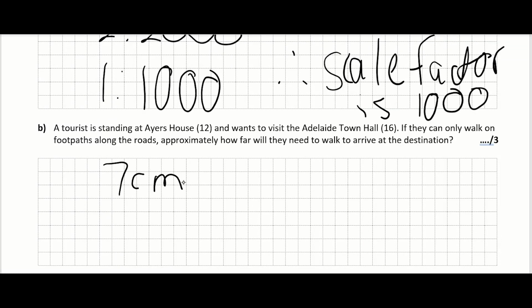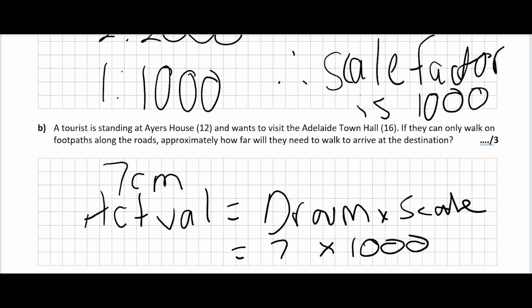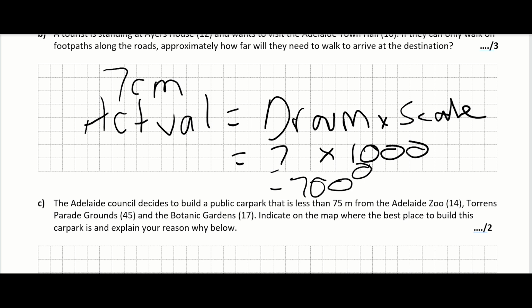Now, it's going to get you 3 marks, so this is where you need to use your formula, which is actual length equals drawn times by the scale factor. So drawn is 7 times by 1000. I know that that equals 7,000. And I know that 7,000 centimeters equals 7 kilometers, so therefore 7 kilometres.